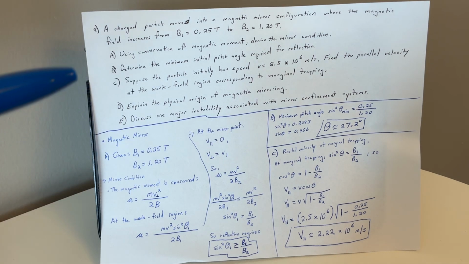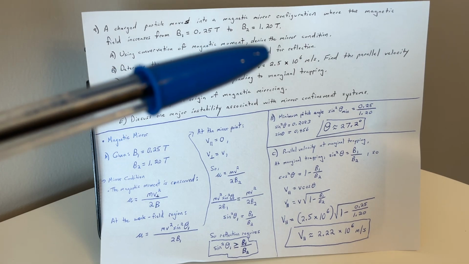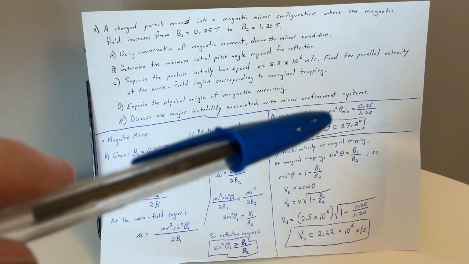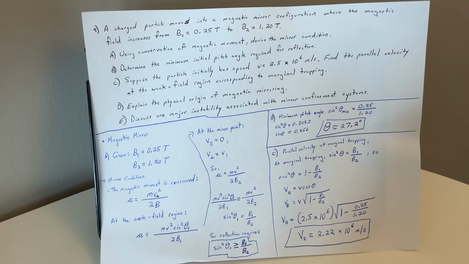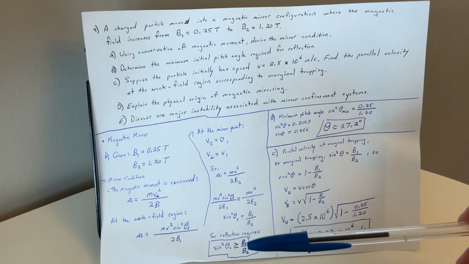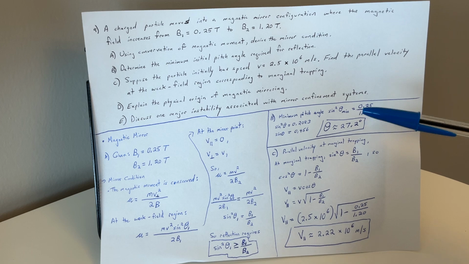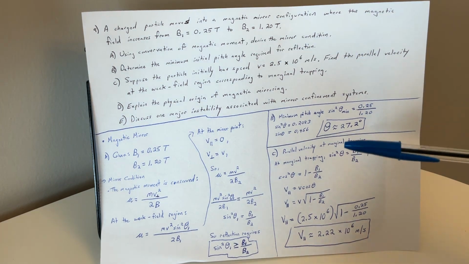Letter B, determine the minimum initial pitch angle required for reflection. So the minimum pitch angle, sine squared theta sub min, using that formula, is just going to be 0.25 over 1.20. It's just what we had here, right, for our sine squared theta sub 1. So substituting what we have for B sub 1 and B sub 2, and solving that equation, we get the angle approximates 27.2 degrees for the pitch angle, and that's all for letter B.